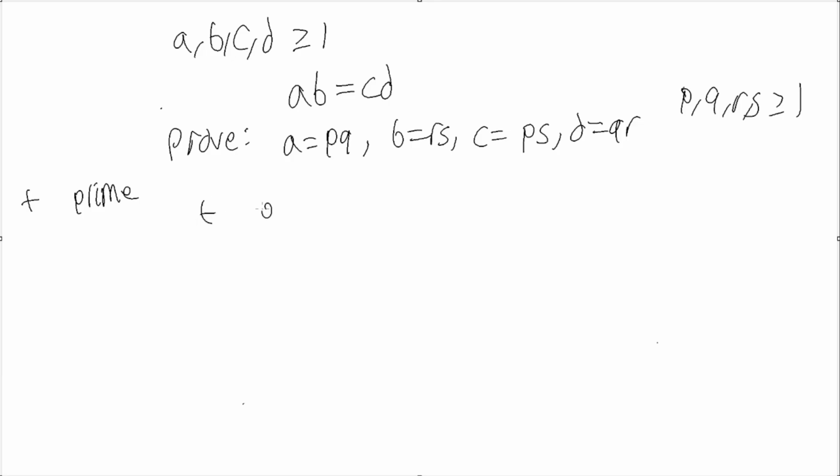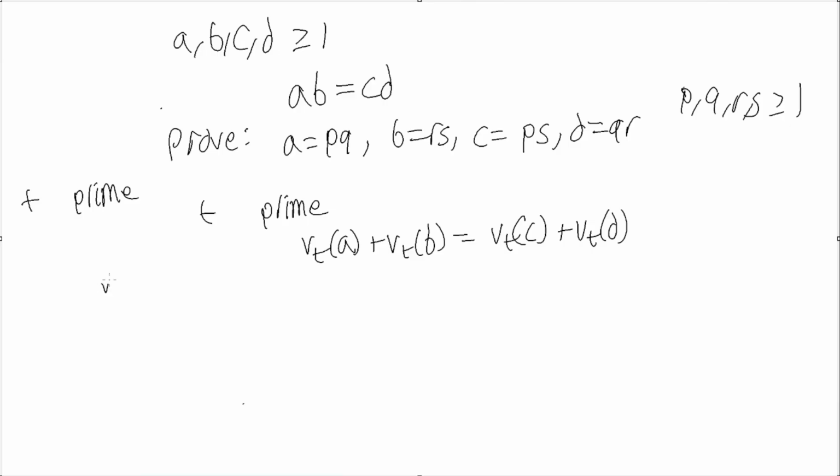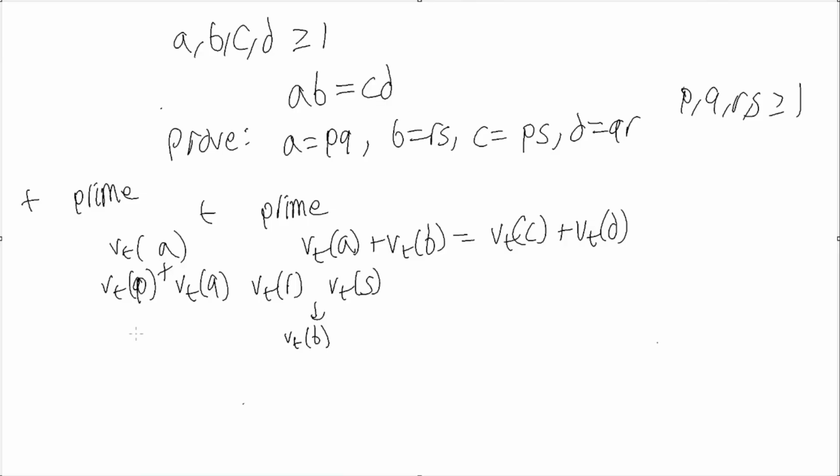Let t be a prime, and suppose that nu t of A plus nu t of B is equal to nu t of C plus nu t of D. And prove that there exist numbers nu t of P, nu t of Q, nu t of R, and nu t of S such that these two add up to nu t of A, these two add up to nu t of B, these ones add up to nu t of C, and these ones add up to nu t of D.